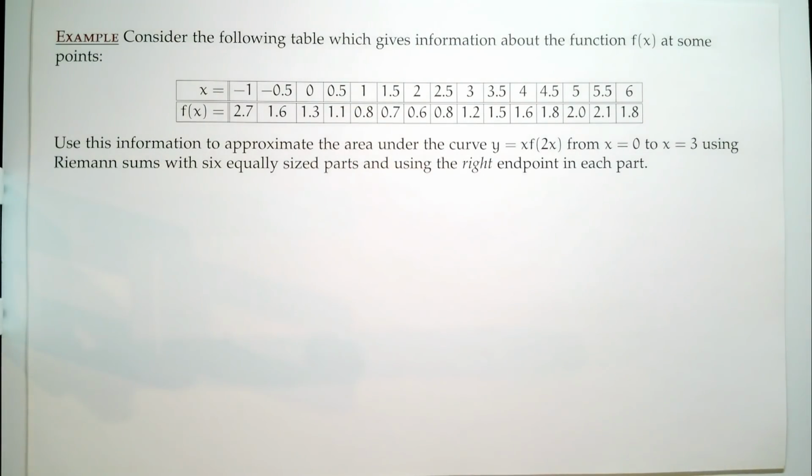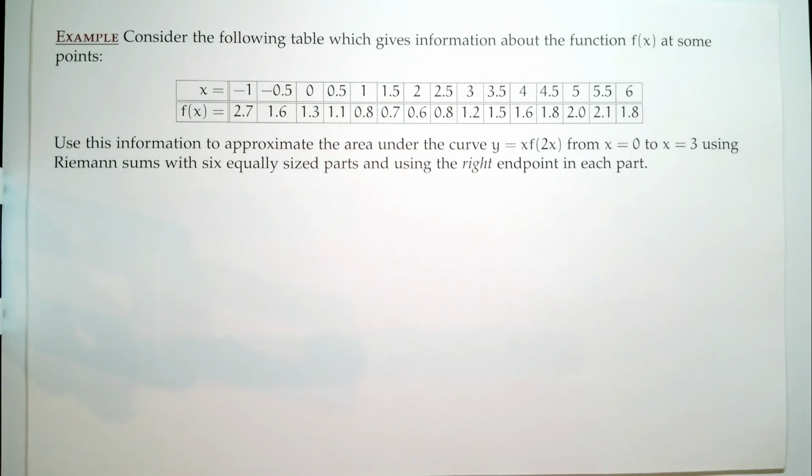Consider the following table, which gives information about the function f of x at some points. I won't read the table, but there it is. Use this information to approximate the area under the curve y equals x f of 2x from x equals 0 to x equals 3 using Riemann sums with 6 equally sized parts and using the right endpoint in each part. So this is a question about Riemann sums.